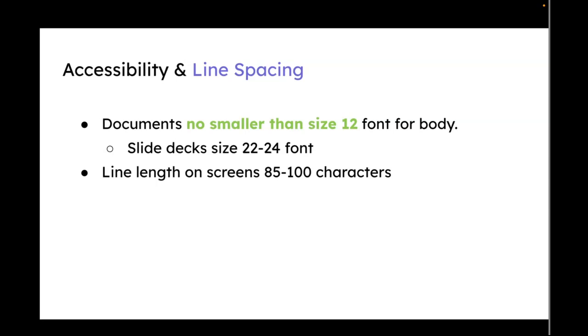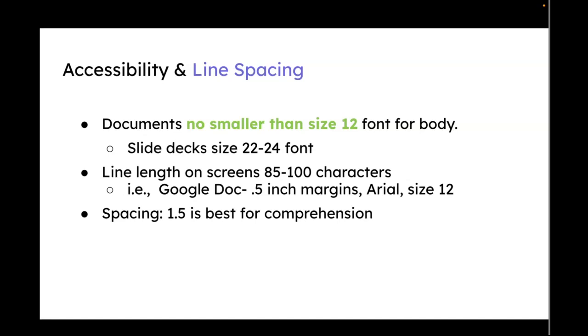Your line length on screens, roughly around 85 to 100 characters going horizontally. So with this, if I had a Google Doc, I might set it to 1/2 inch margins. I might use Arial font because that is a sans serif font, and I would use size 12. Spacing. For comprehension purposes, they find that 1.5 inch spacing is best. So that's interesting. Bullet lists, when you can. When you're using a bullet list, you want to add a space in between each point. Nice simple tip.